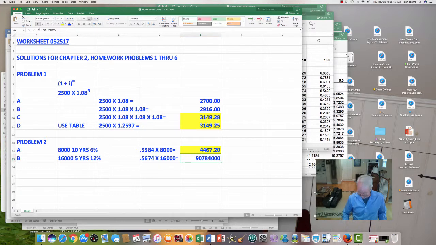0.5674 times 16,000 gives you, let's try that again. I am having some trouble here. For some reason, it's not taking my decimal point. Let's try that one more time. 0.5674. I think I was just trying to type too fast. There we are. $9,078.40. If you invest that today, it will grow to $16,000.